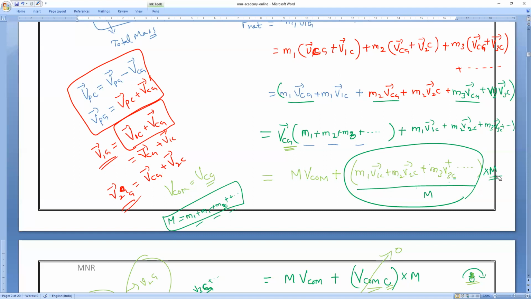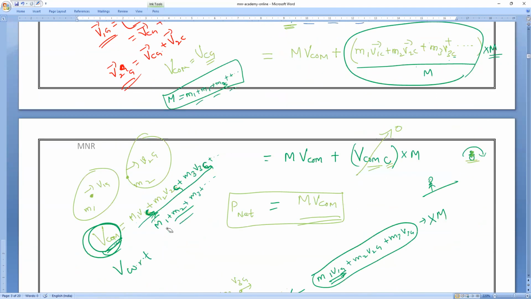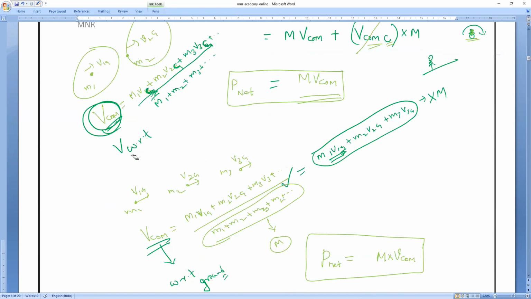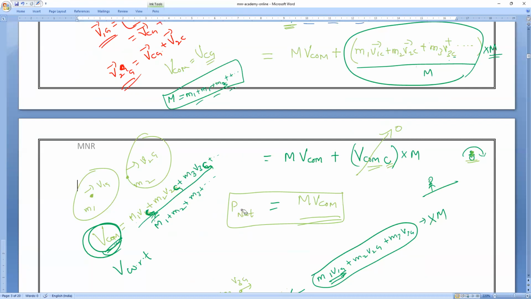Here you have to write it. Both numerator and denominator we have to multiply with what? Capital M. That is what you have to remember. Capital M means the sum of the individual masses: M1 plus M2 plus M3, and so on. So remember all of you, the velocity of the center of mass means with respect to ground. The velocity of the center of mass with respect to the center of mass is 0, so this whole term will become 0. So we get net momentum equal to mass into the velocity of the center of mass, with respect to ground. That is what you have to remember.